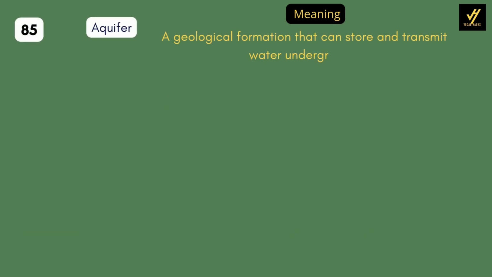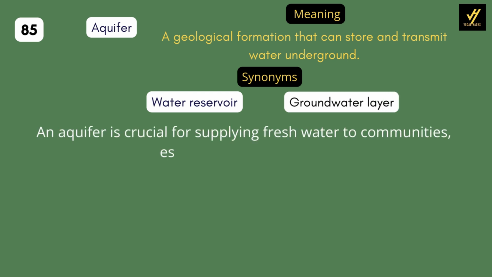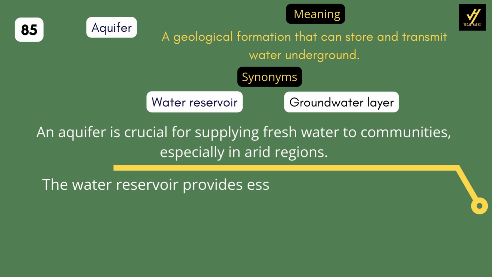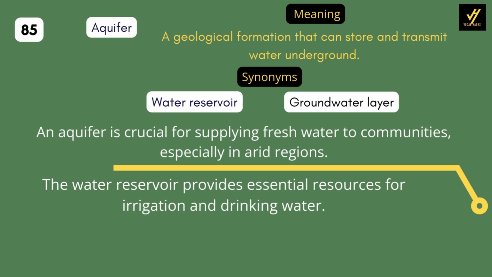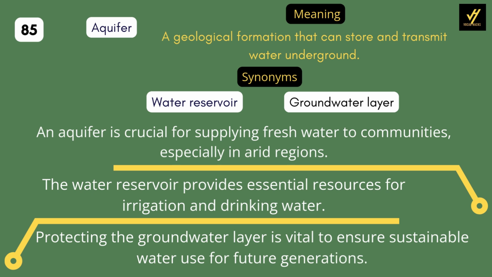Aquifer, a geological formation that can store and transmit water underground. Water reservoir, groundwater layer. An aquifer is crucial for supplying fresh water to communities, especially in arid regions. The water reservoir provides essential resources for irrigation and drinking water. Protecting the groundwater layer is vital to ensure sustainable water use for future generations.